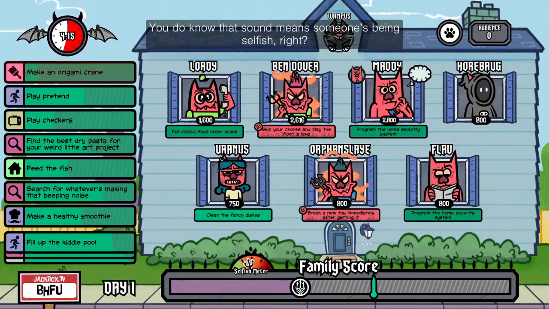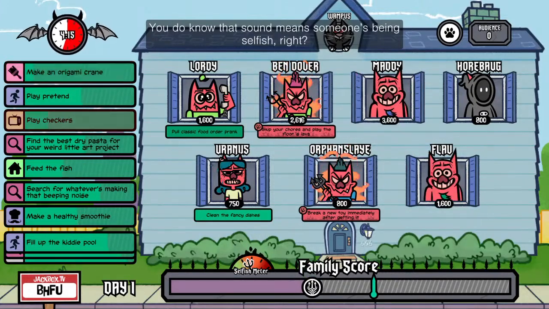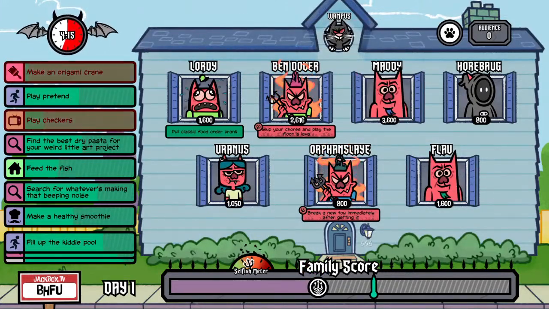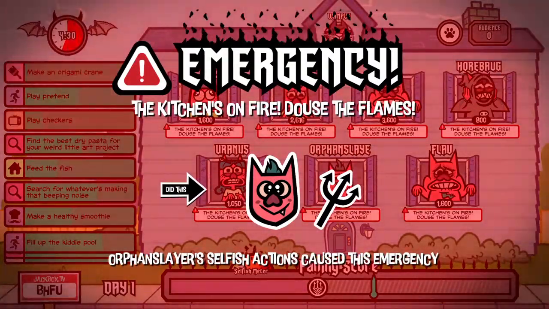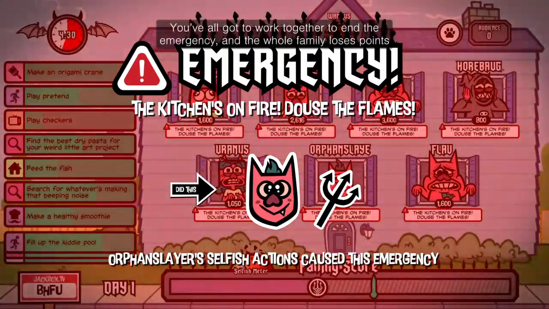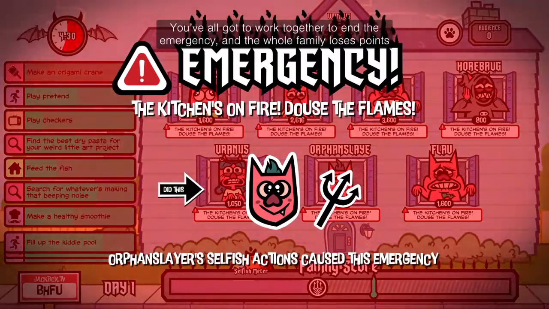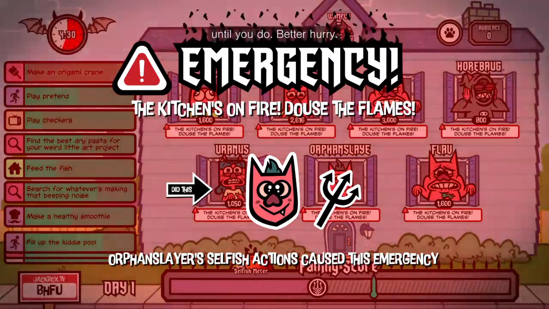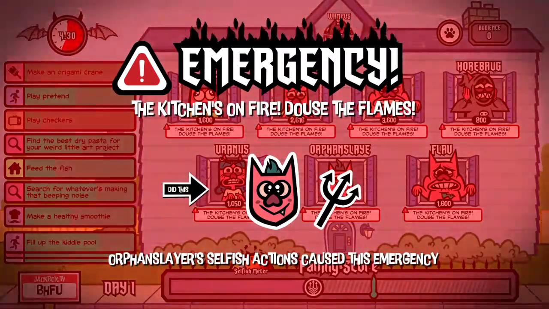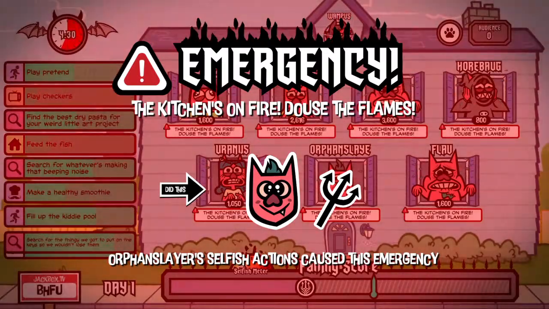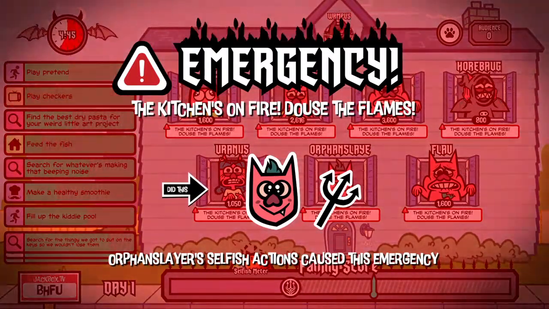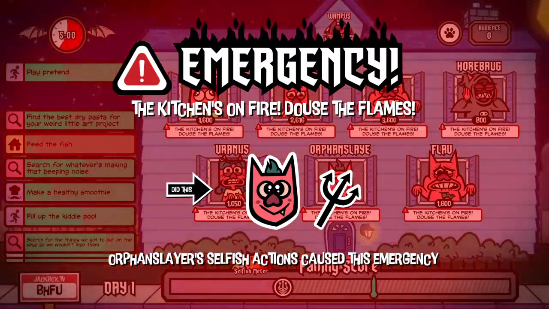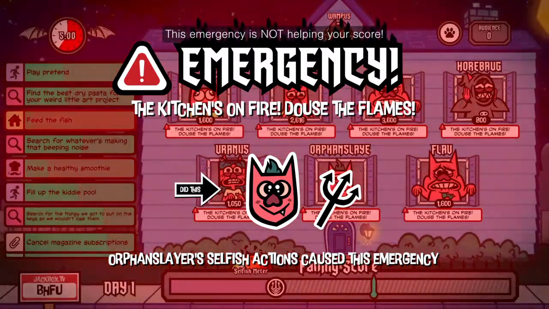You do know that sound means someone's being selfish, right? Uh-oh. Looks like somebody's selfish actions have caused a family emergency. You've all got to work together to end the emergency, and the whole family loses points until you do. Better hurry. This emergency is not helping your score.